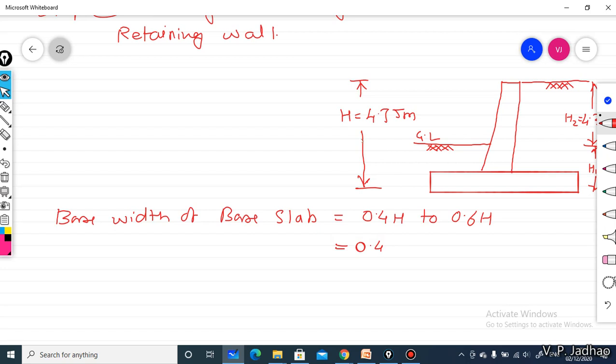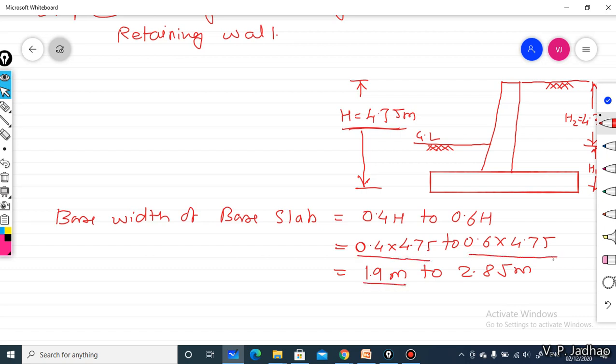We have the value of h as 4.75 meters, so multiplying 0.4 into 4.75 and 0.6 into 4.75, this value comes out to be 1.9 meter to 2.85 meter. Within this range, if we take 0.4h, it will be 1.9 meter. If we take 0.6h, then it will be 2.85 meter. Let us take some value between 1.9 and 2.85, we will take 2.5 meter.